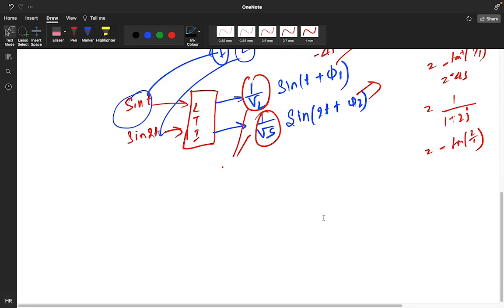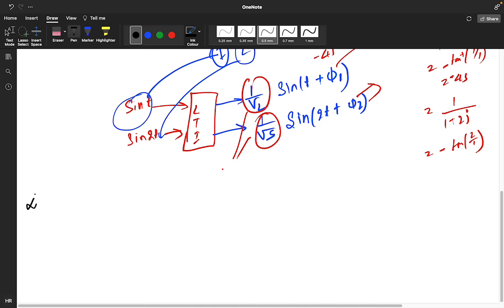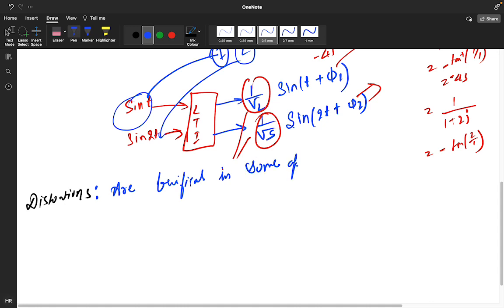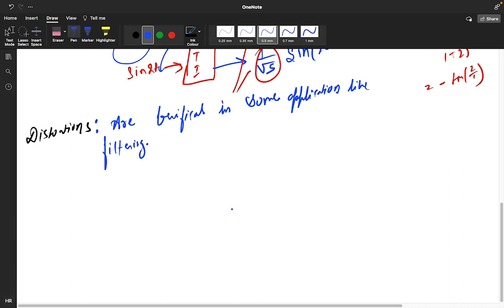So what is the meaning of a distortion? Distortions are beneficial in some applications like filtering. Okay, but distortion is a disadvantage or unwanted for applications of a speech signal. You can say we don't need distortion.